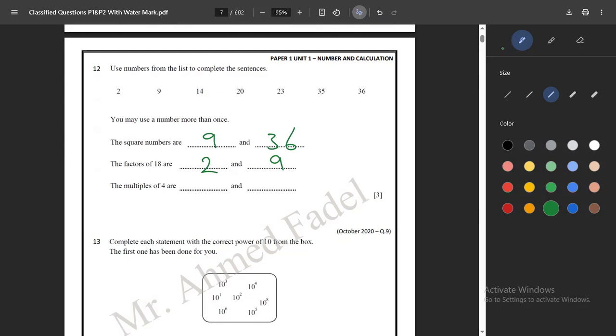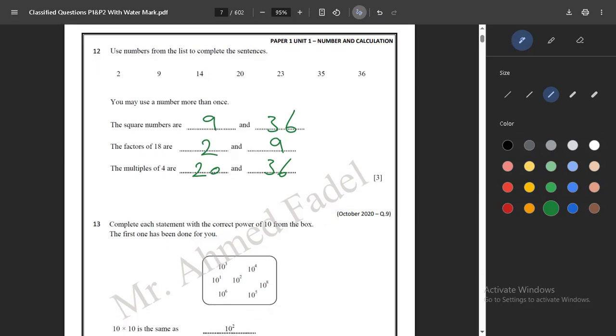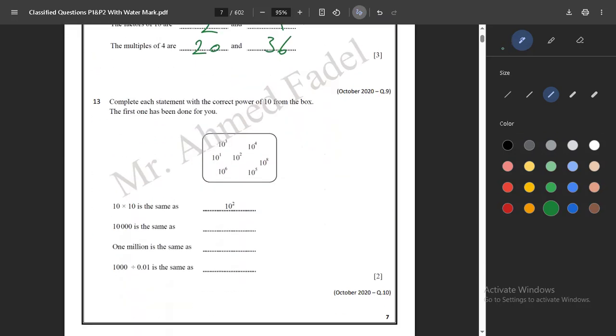The multiples of 4 are, well, the multiples means like the times tables of 4, like 4, 8, 12, 16, and so on. So the multiples of 4 are, I got here 20 is the first multiple of 4 on the list, and I got also 36 is a multiple of 4. Good. Next question. 10 times 10 is the same as 10 squared. Yes.